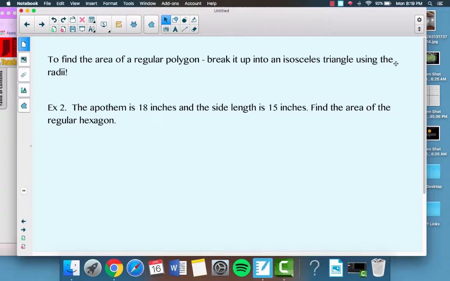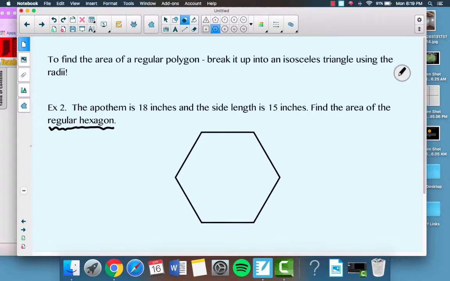So we're going to go ahead and start off with this example of finding the area of a regular hexagon. And just in case you've forgotten, a regular hexagon has 6 sides. So I'm going to go ahead and draw that in. Just do the best you can to draw in this shape in your notes. And they tell you that the apothem is 18 inches.